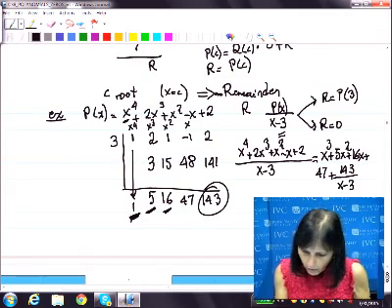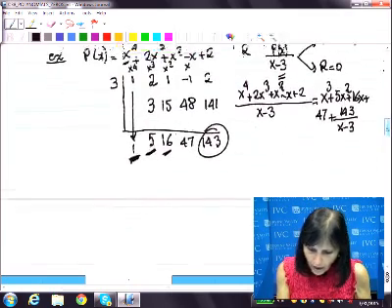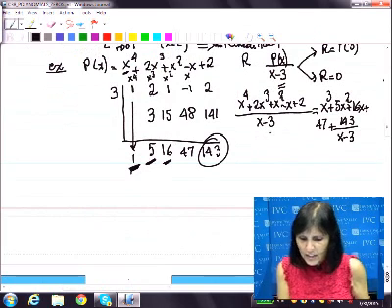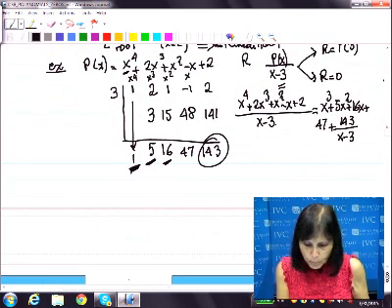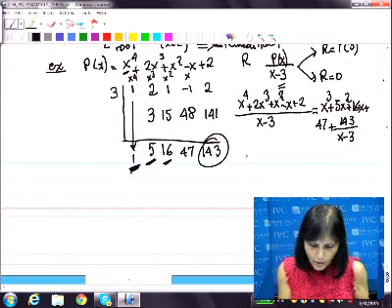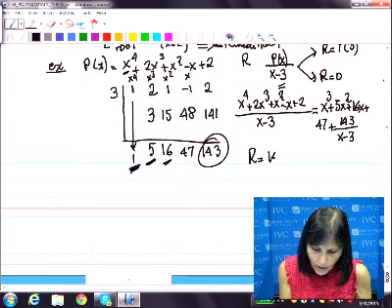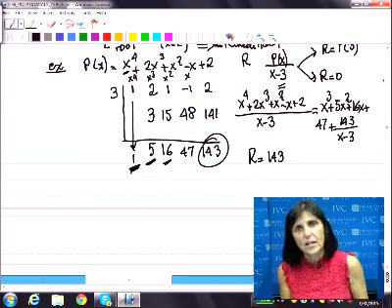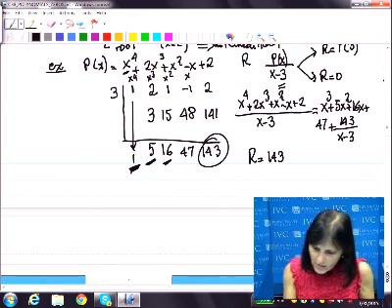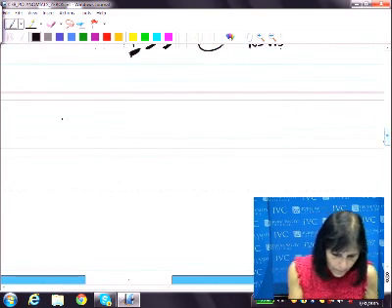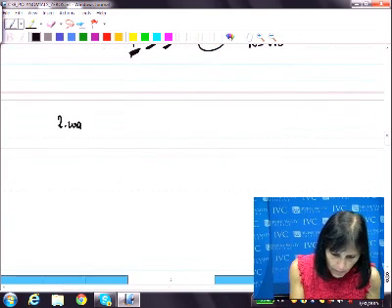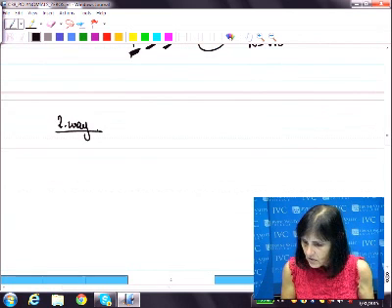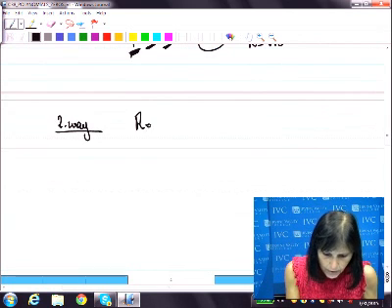Okay? Now, what did I find out? I found out that when I divided this polynomial by x minus 3, I had a remainder of 143. And that's what they were asking me. But remember, there is a second way of doing this problem. What did the remainder theorem say? It said your R is simply going to be P of C.